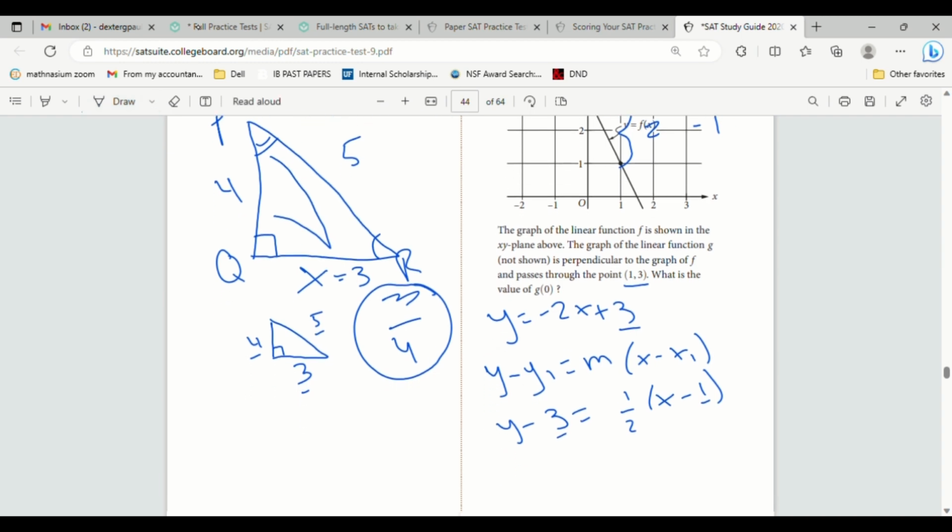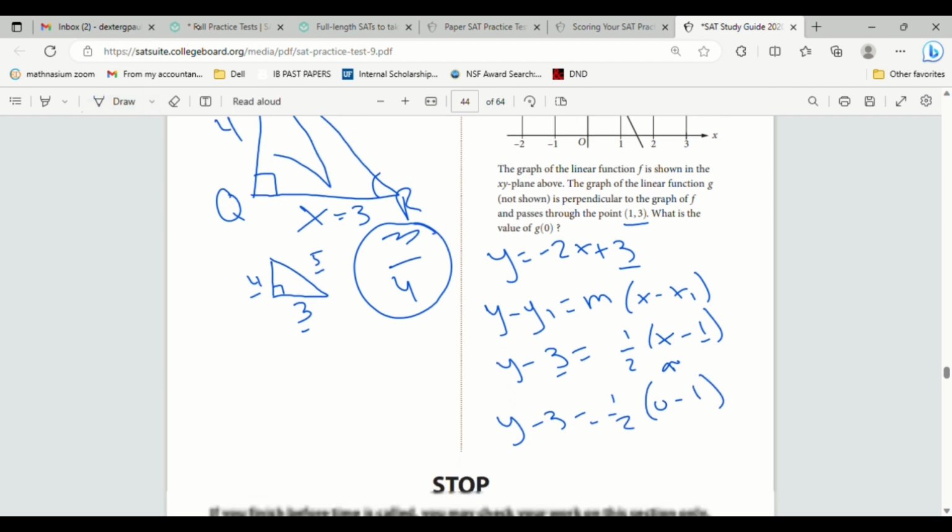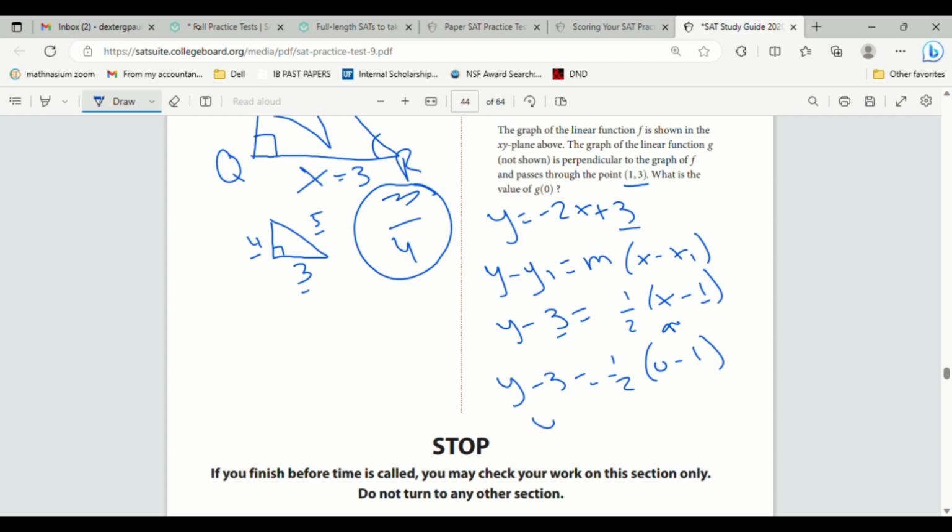And now we're asked to find the value of g of 0. So we plug in 0 for x here, getting y minus 3 equals 1/2 times 0 minus 1, or simply y minus 3 equals, so 0 minus 1 is negative 1, times 1/2 is negative 1/2. Adding 3 to both sides, we get y equals 2.5.